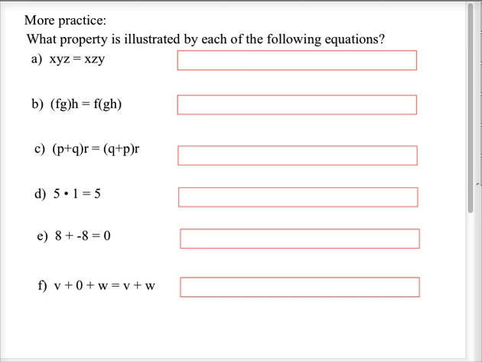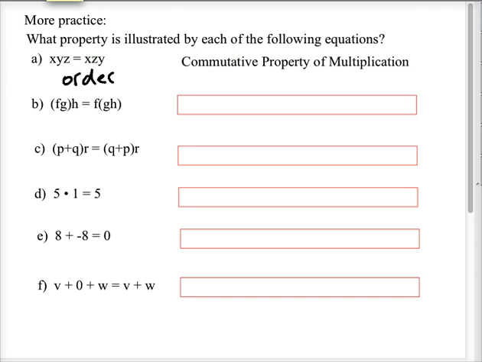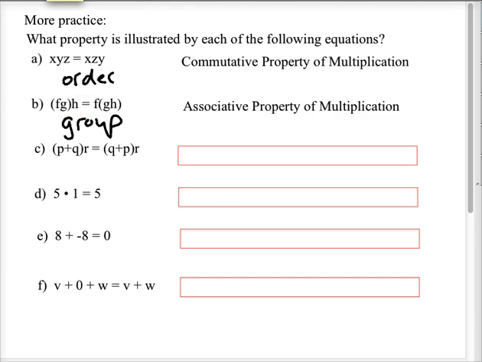All right, XYZ is the same thing as XZY. What I'm noticing is the order is changing. You flip the Y and the Z, but it stays the same. When order changes, that is the commutative property. What about B, where the grouping is changing? The first one, you're multiplying F and G and then H, or F and then G times H. When grouping changes, you're talking about the associative property.